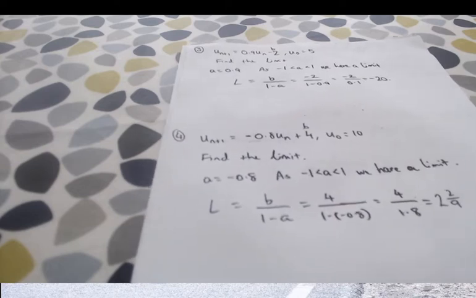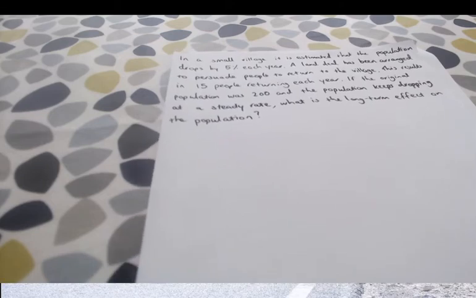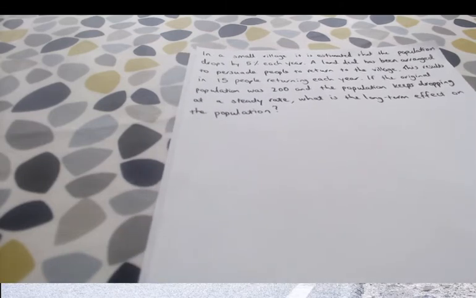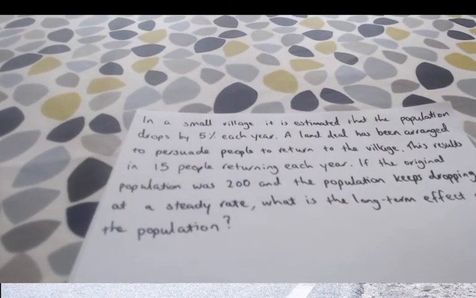Right, so that's how you basically just do a limit. I'm going to show you a question in context, and then I'm going to let you have one attempt at it, and then that is us for recurrence relations. Right, this is a long question. Who thought we were doing English? In a small village, it is estimated that the population drops by 5% each year. A land deal has been arranged to persuade people to return to the village. This results in 15 people returning each year. If the original population was 200 and the population keeps dropping at a steady rate, what is the long-term effect on the population?